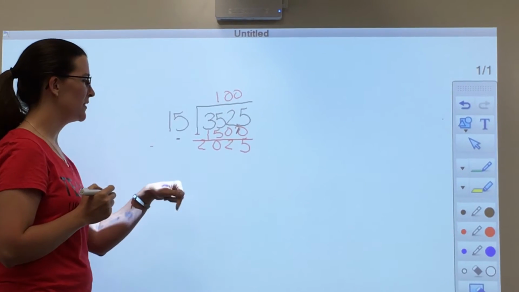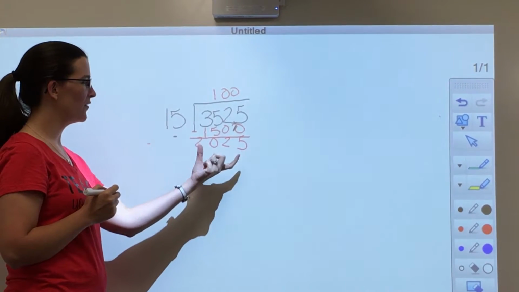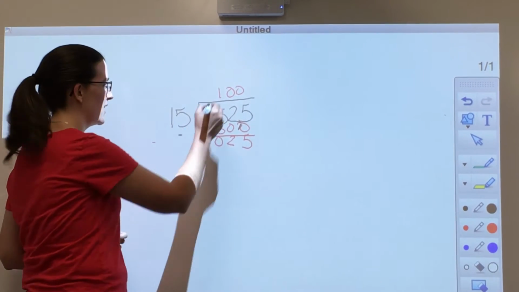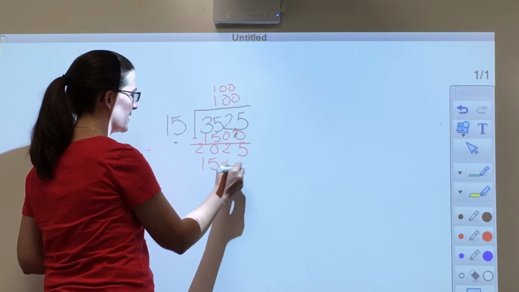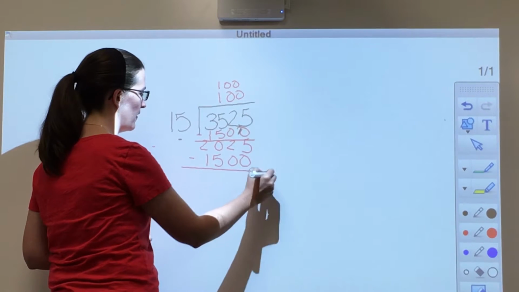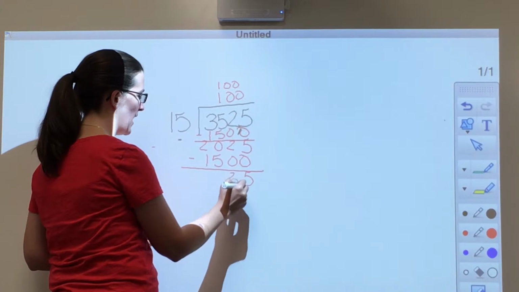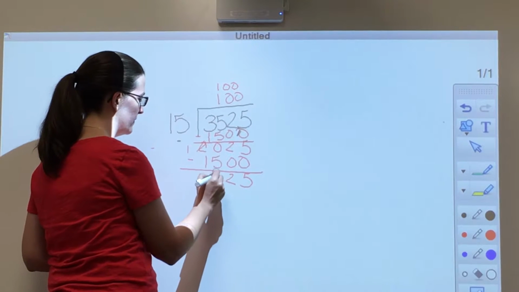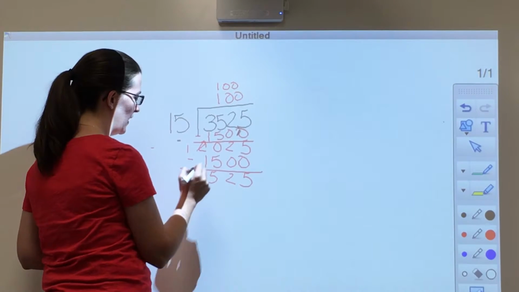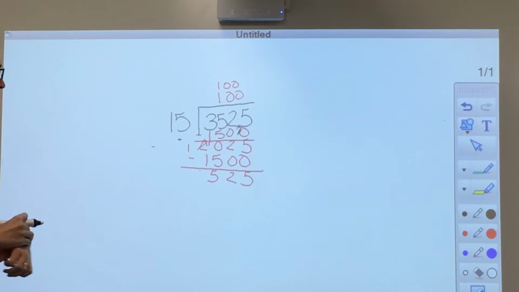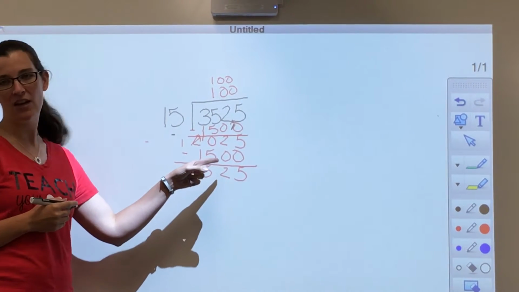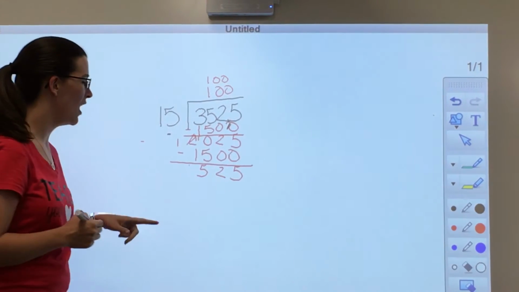And then I can ask myself again, do I still have enough left over to take another 100? In this case, I do. So I'll take another 100 out of there. 15 times 100 again is 1,500. I'm going to subtract that out. Now I'm left with a number that's less than 1,500, so I can't take out another 100.